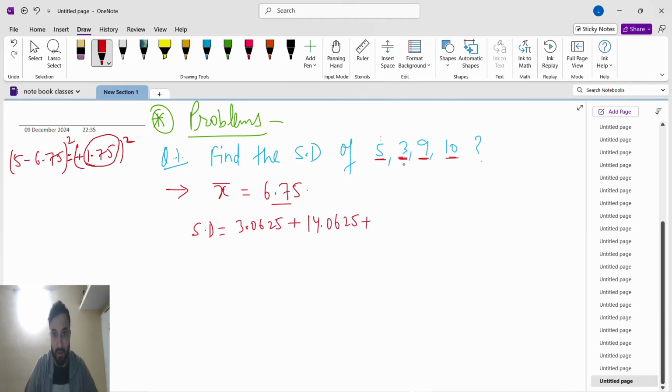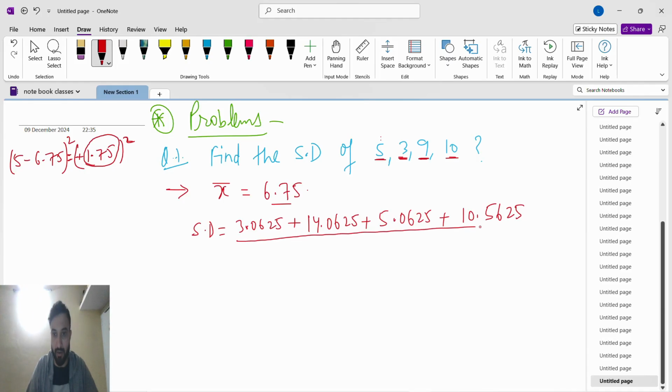14.0625 plus 9 minus 9 minus 6.75. Here you are getting the same value, 2.25. It is positive. So 2.25 whole square means 2.25 into 2.25. You are getting 5.0625. Then 10 minus 6.75, you are getting 3.25. So 3.25 into 3.25, you are getting 10.5625. Take the 3 or 4 digits, guys.